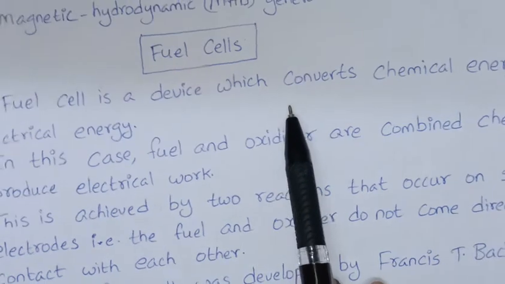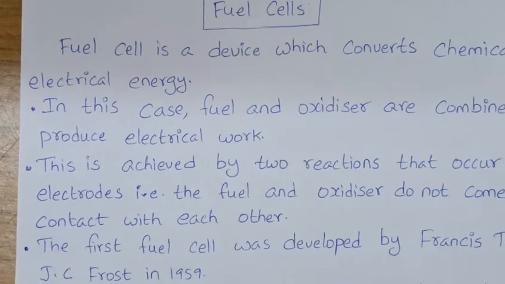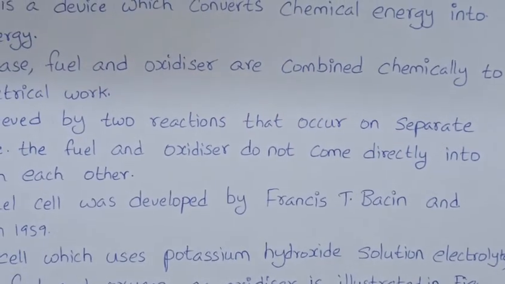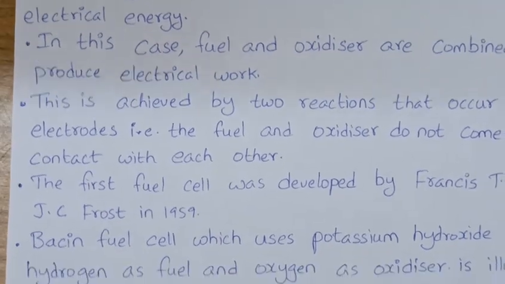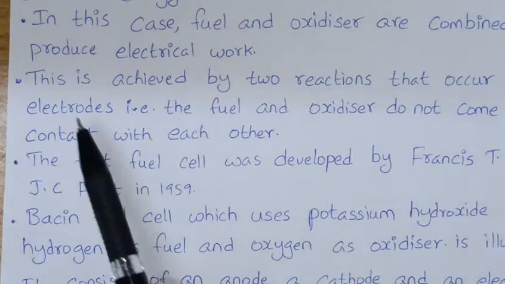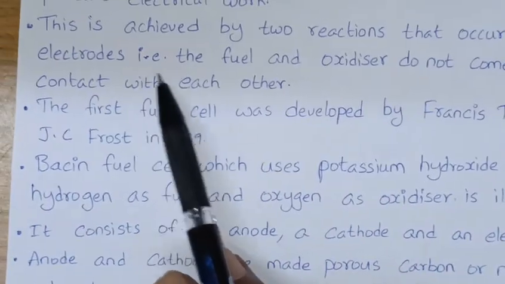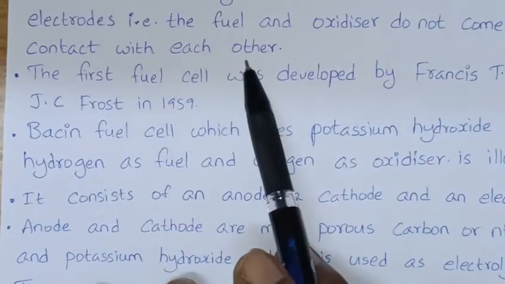A fuel cell is a device which converts chemical energy into electrical energy. Here, fuel and oxidizer are combined chemically to produce electrical work. We have one diagram, and with the diagram we will come to know how this fuel cell works. This is achieved by two reactions that occur on separate electrodes, so the fuel and oxidizer do not come directly into contact with each other.